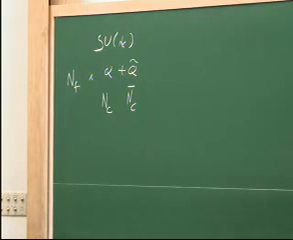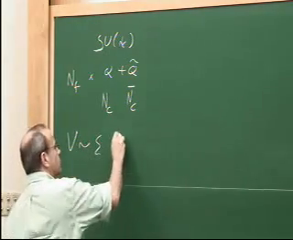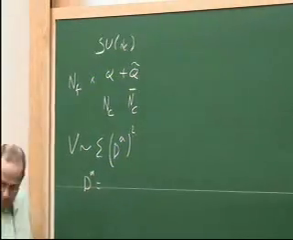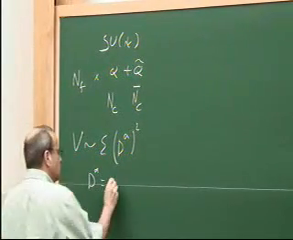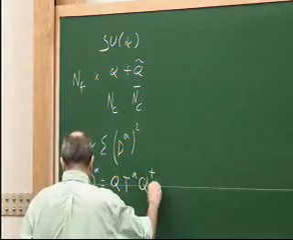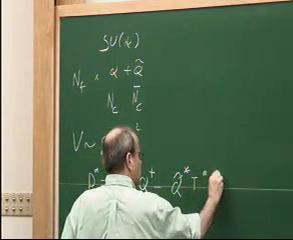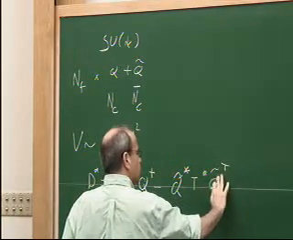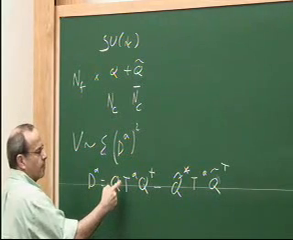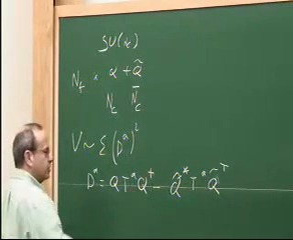And then there's a potential for them. The potential is the sum of D_A squared, where D_A is Q T^A Q dagger minus Q tilde star T^A Q tilde transpose. So the notation is that the color index for Q is the second index, so it's contracted with T^A, and therefore for Q dagger it's the first index.